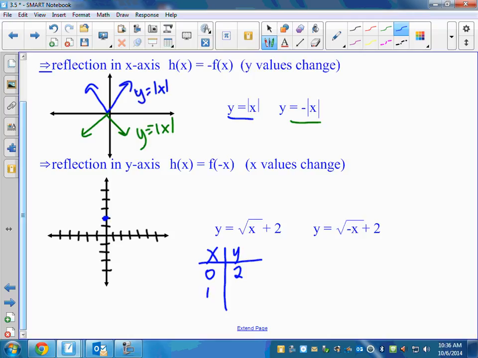What's the square root of 1? 1. When we add 2 to it, it's actually going to be 3. And let's just pick one more. If I plug 4 in there, the square root of 4 is 2. 2 plus 2 is 4.